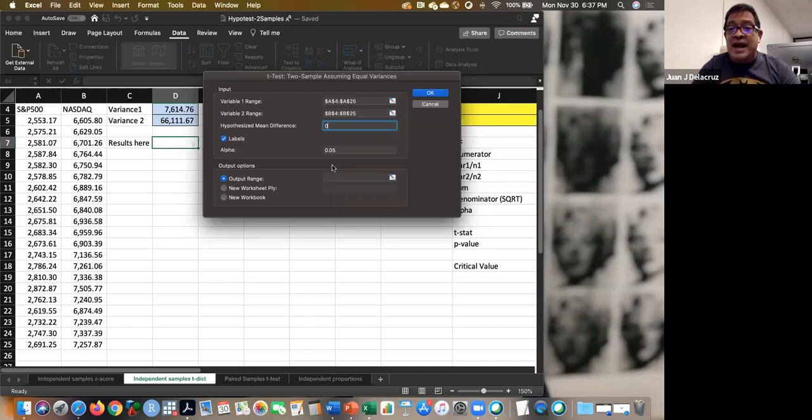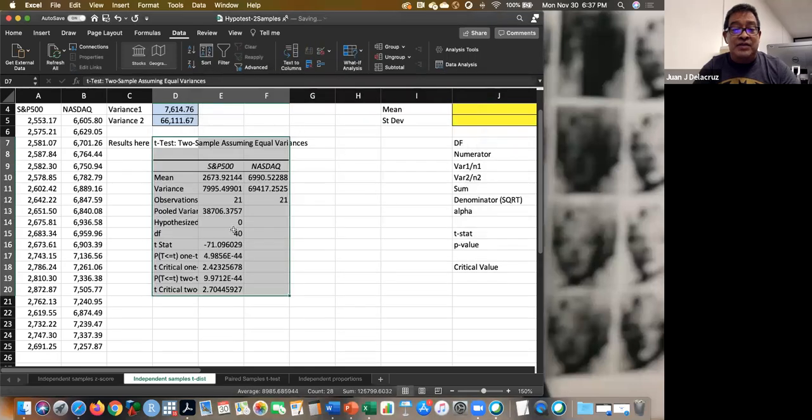So we are using an alpha equal to 5%. I can use an alpha of 1%, right? In order to put my output, I can do this in a new worksheet. Something is going to pop up here, but I like to do it next to my data so I can see the results very easily, right? So we click OK, and we already have all the values.